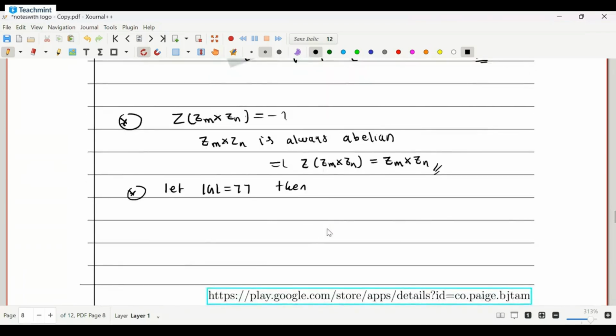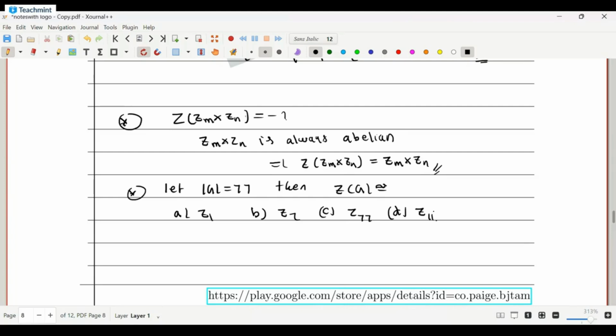Okay sir. If the order of G is equal to 77, then what is the center Z of G? It is isomorphic to dash. Options are: option A, Z1. Option B, Z1 is nothing but the trivial group, and Z7. Option C, Z77. And option D, Z11.